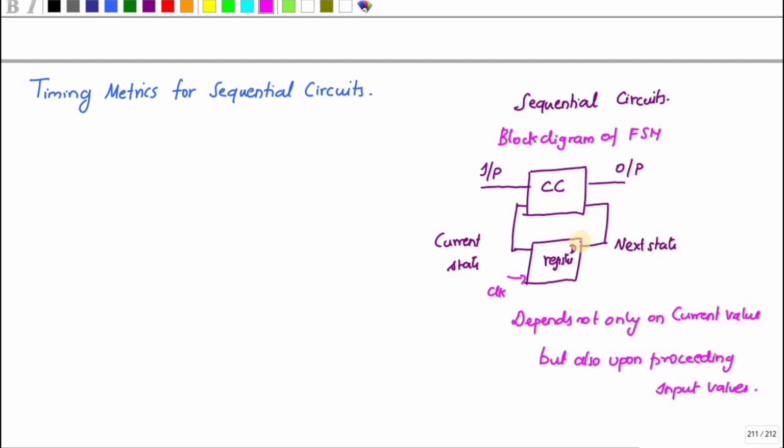Do you know what positive edge triggering and negative edge triggering are? If this is a clock, this is a positive edge triggering and this is a negative edge triggering.